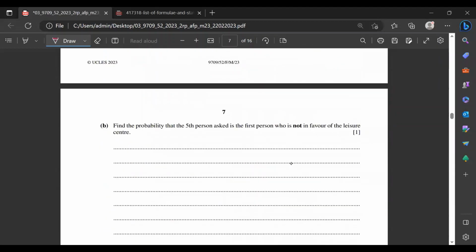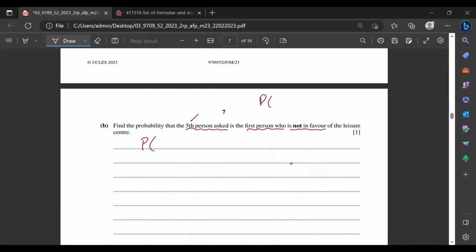Second part is the probability that the fifth person asked is the first person who is not in favor of the leisure center. Find the probability that the fifth person is the first. So you can do this by listing: the first four are in favor, and the fifth is not in favor. So there are two different methods.